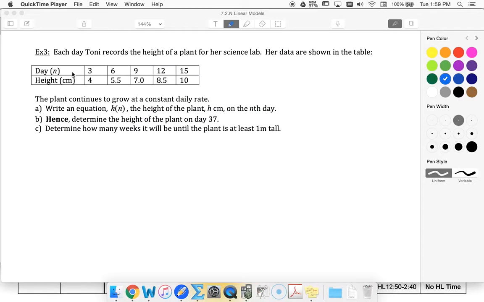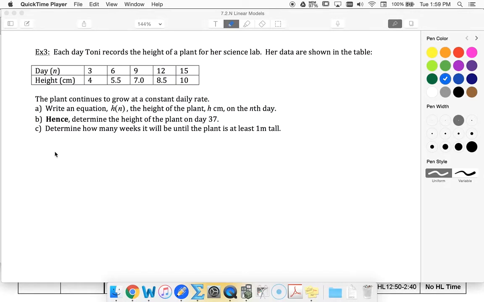All right, now we've got another problem where we've been given data, and we want to figure out how to model this with a linear equation. So now we have our day, which we're using the variable n for, and it looks like we're using h for our height. So we've got a plant for a science experiment, and we can see that every 3 days, the height of our plant increases 1.5 centimeters.